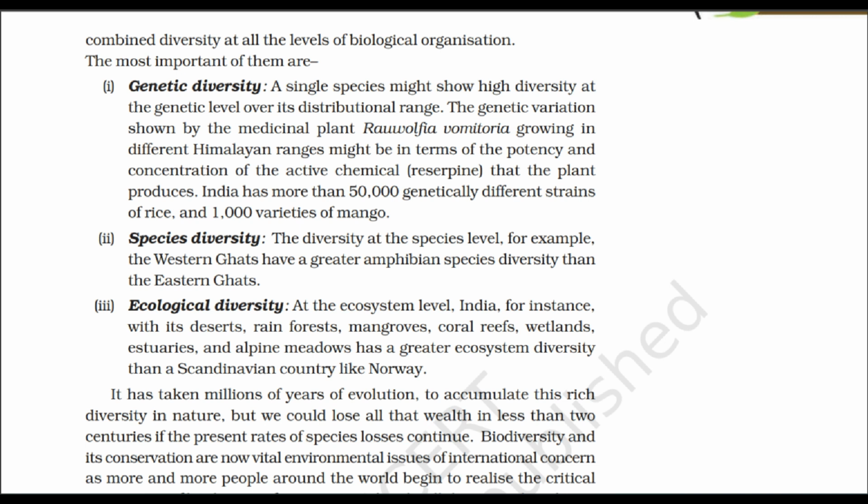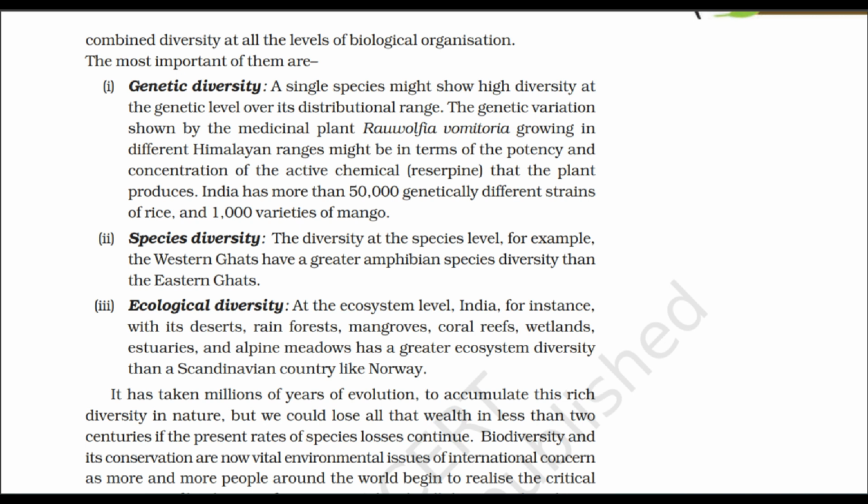A single species might show high diversity at the genetic level over its distributional range. The genetic variation shown by the medicinal plant Rauwolfia vomitoria growing in different Himalayan ranges might be in terms of the potency and concentration of the active chemical, reserpine, that the plant produces. India has more than 50,000 genetically different strains of rice and 1,000 varieties of mango.